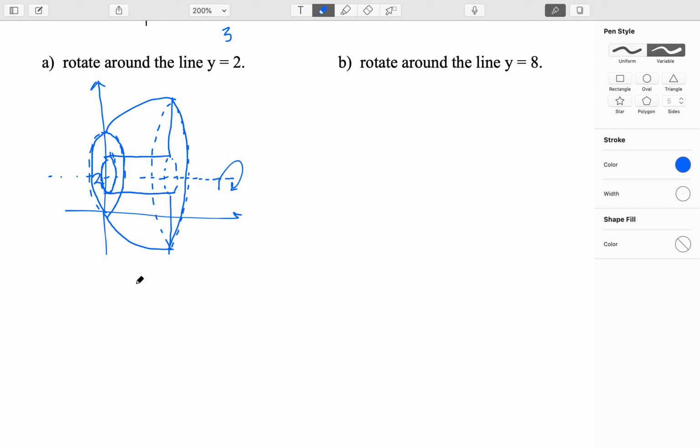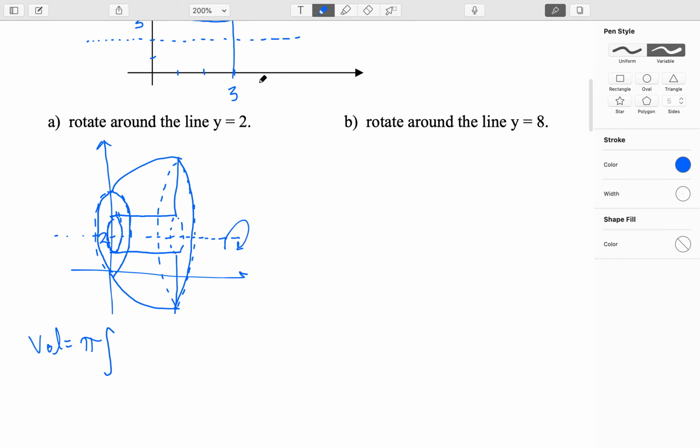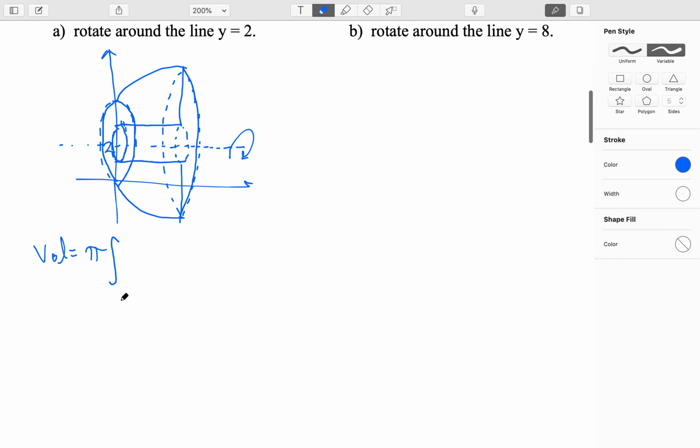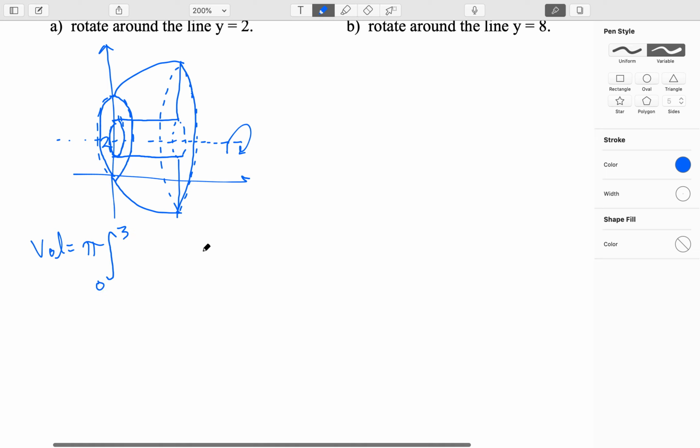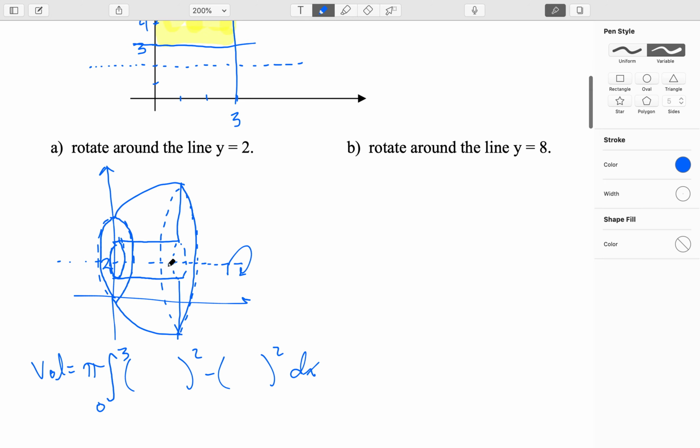Okay, so let's see if we can set this thing up. I know that the volume of this thing is going to be pi times the integral of something squared. It is in the same direction as x, so I'm going from 0 to 3, dx. And I do know it's hollow, so it's going to be the outside squared minus the inside squared.